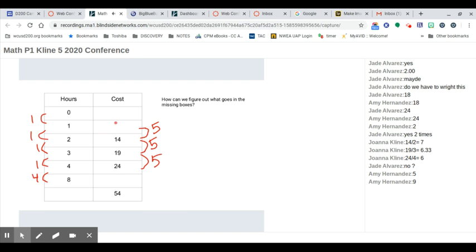9. Awesome. So 1 hour at the trampoline park costs $9. Now, how much would 0 hours cost? So we're going to go down by 5 again. How much do 0 hours cost?